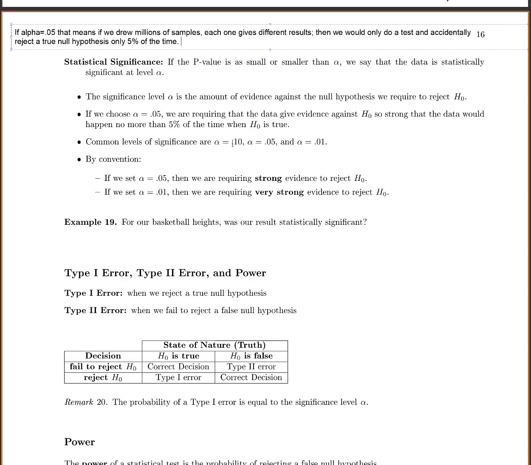So our common levels of significance are alpha equals 0.10, 0.05, and 0.01. These just depend on what field you're working in. But 0.05 is what we do almost every time.